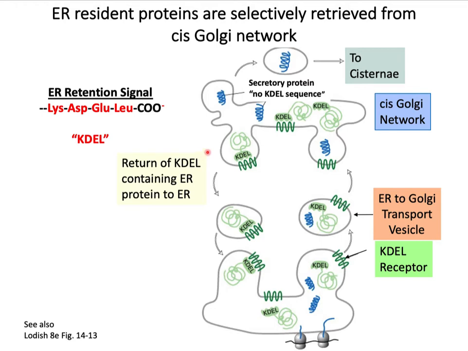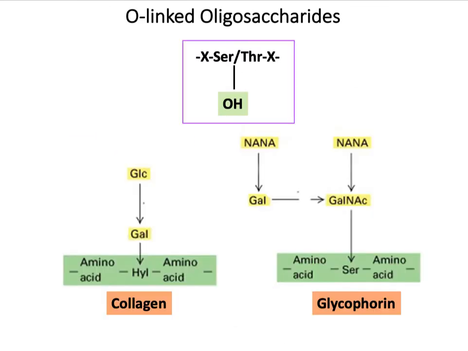So this cell has a safety net that in the event that the ER resident protein is accidentally transported to the Golgi, it can be retrieved back into the ER.